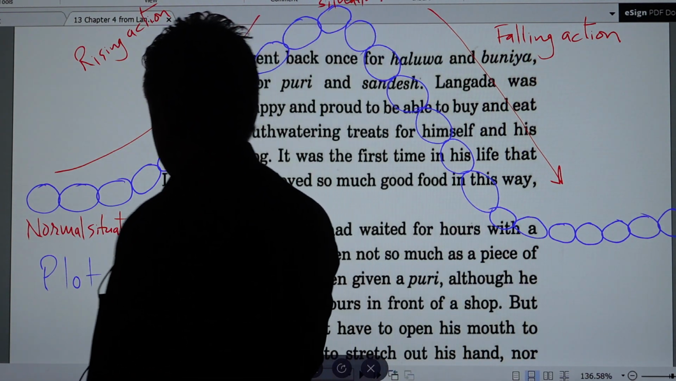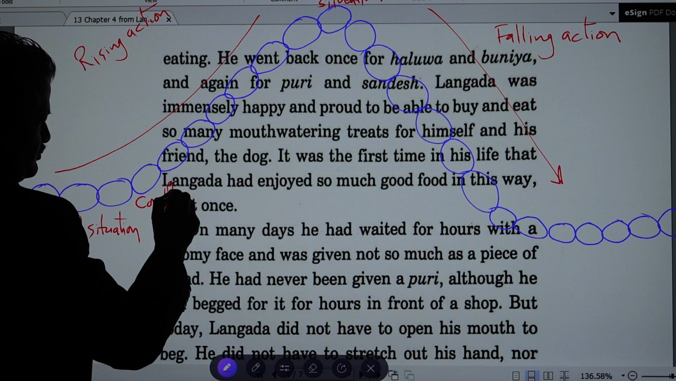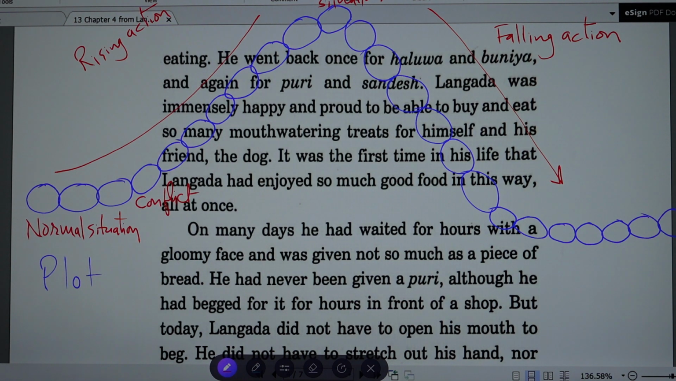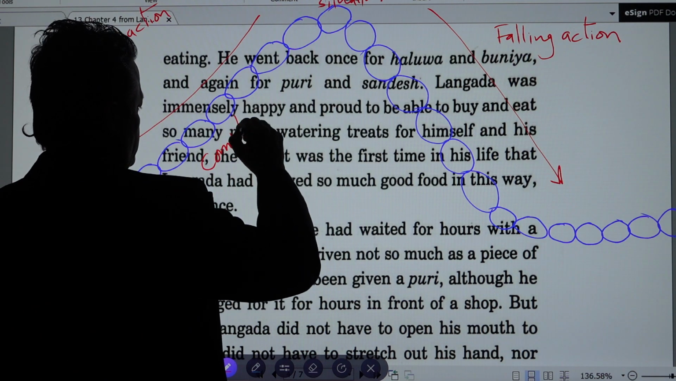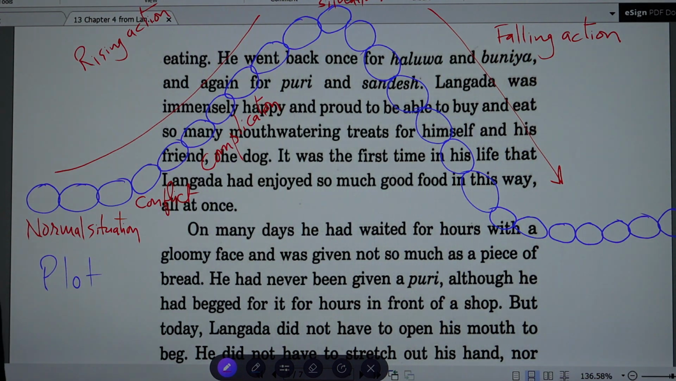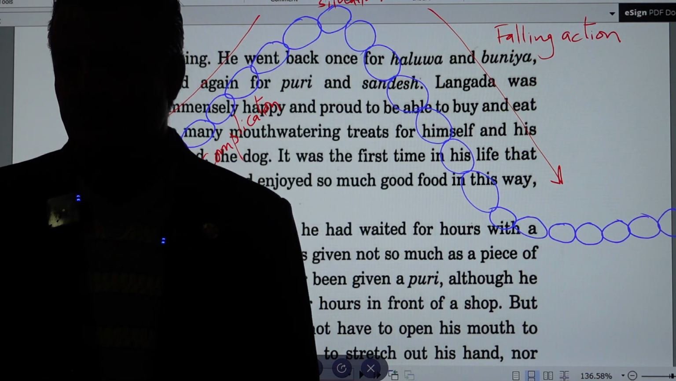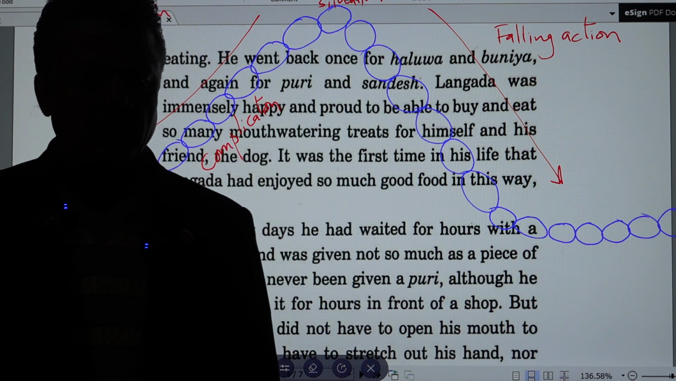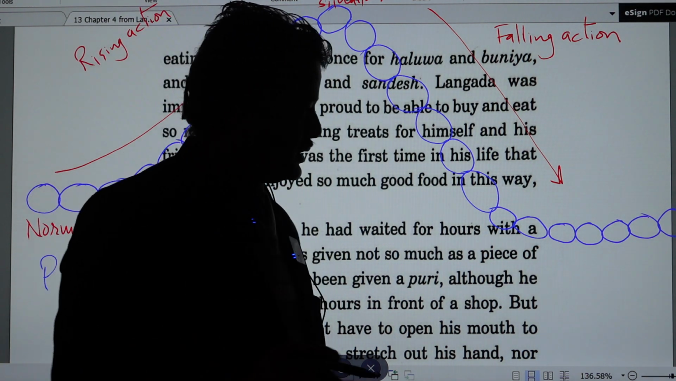And somewhere at this point, there is something called conflict, where something happens which creates a problem. Then as you move ahead, you have complication in this story. Complication means things become worse and worse, the situation becomes worse rather than being normal, right?